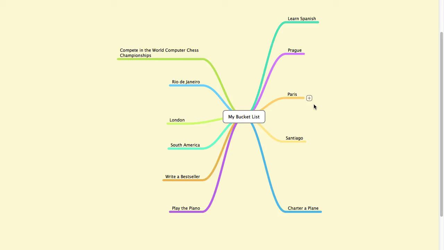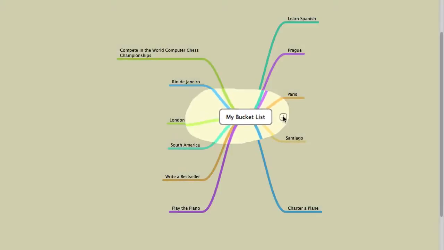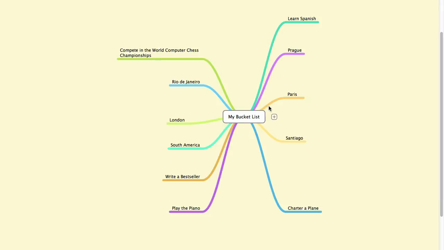Here I've created a mind map of my bucket list, and I've just got one main concept in the middle, and then I've got these branches coming out of the main concept. And you can see that I've got all sorts of things: learn Spanish, visit Rio de Janeiro, visit London, Santiago, write a bestseller, play the piano, charter a plane, all sorts of things.